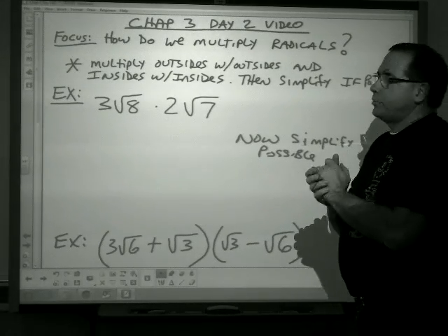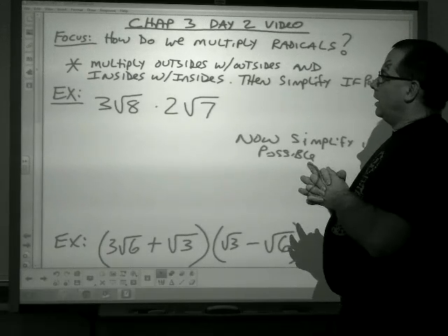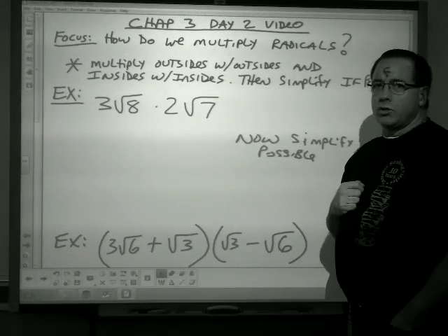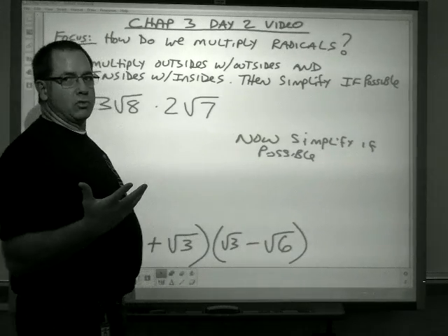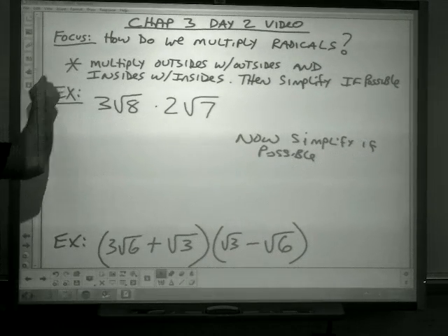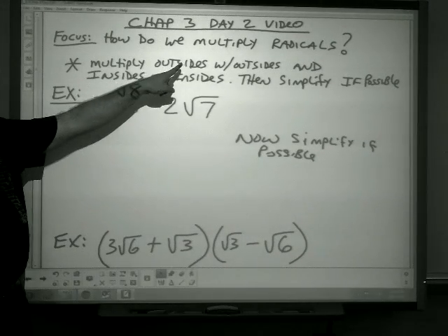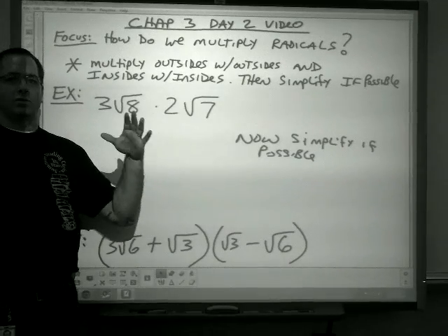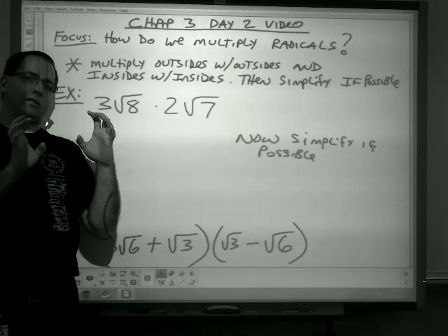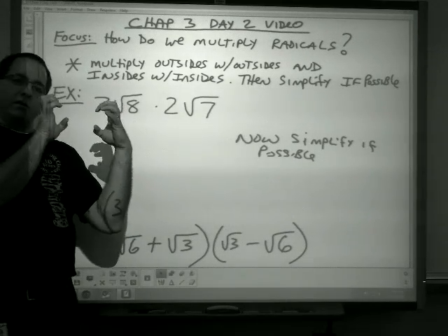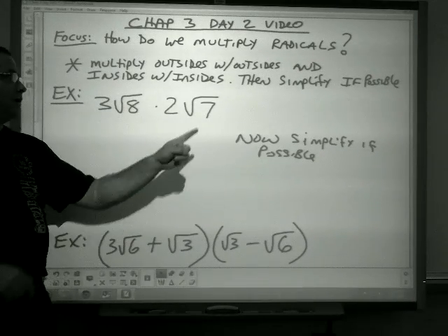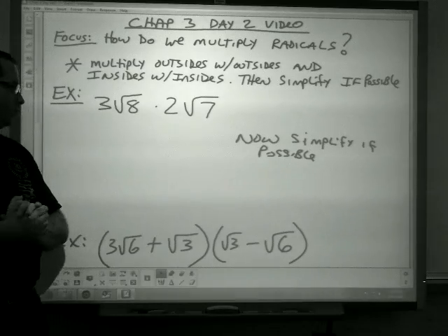Okay, Chapter 3, Day 2. We're going to focus on how we multiply radicals now. So how do we multiply things with square roots? In general, we multiply the outsides with the outsides, so the things that are on the outsides, we multiply together. And insides with insides. So the things that are on the inside of the square root, we multiply together. And then simplify if possible.